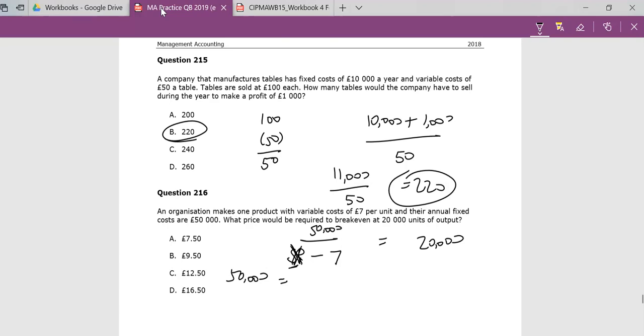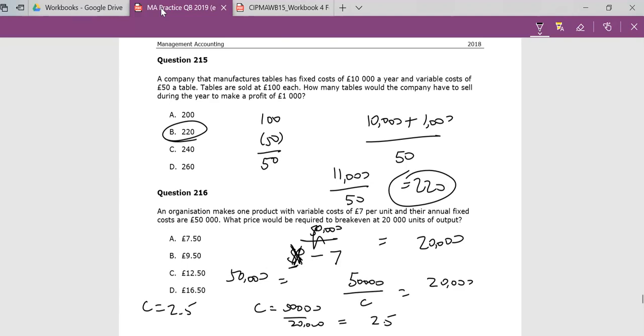There are a number of ways I could do this ultimately. I think a cleaner way to do this, I would just say 50,000 over contribution is equal to 20,000. So that's a better way to do it. And so that means that the contribution is equal to 50,000 over 20,000, which is equal to 2.5. So the contribution is equal to 2.5.